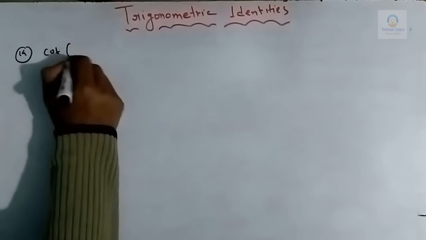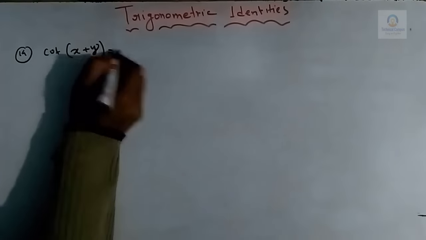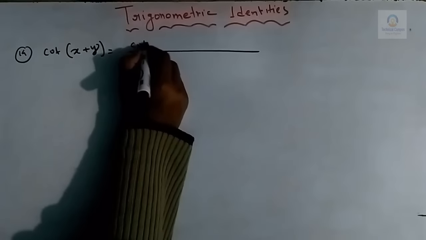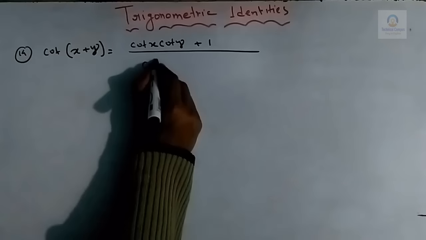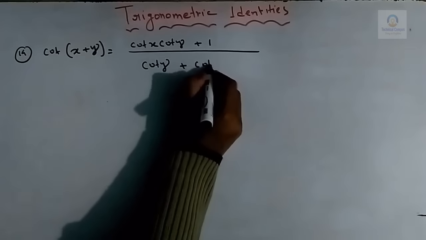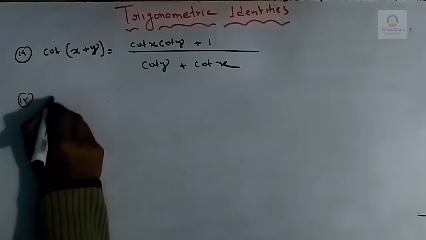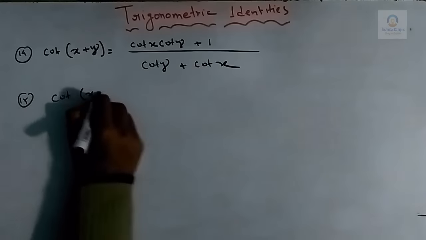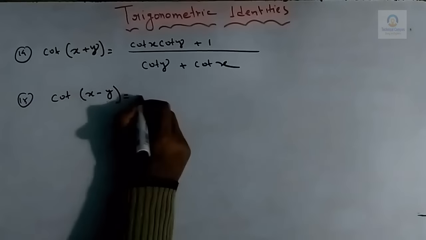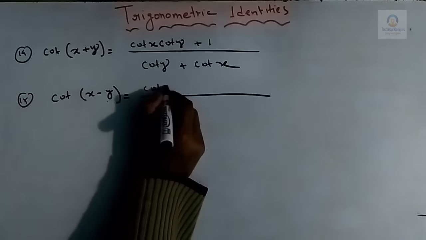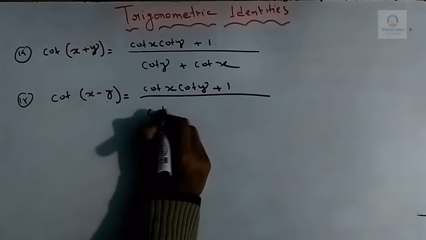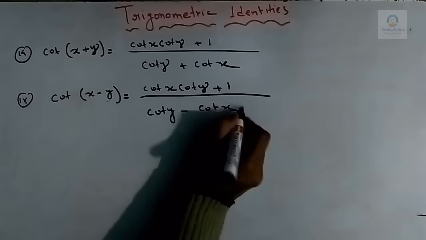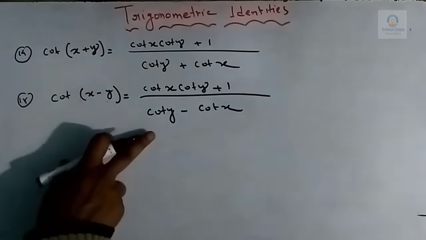Number 14 will be cot(x + y) is equal to (cot x cot y − 1) divided by (cot y + cot x). Number 15, cot(x − y) will be equal to (cot x cot y + 1) divided by (cot y − cot x). Please remember, cot y minus cot x, not cot x minus cot y.